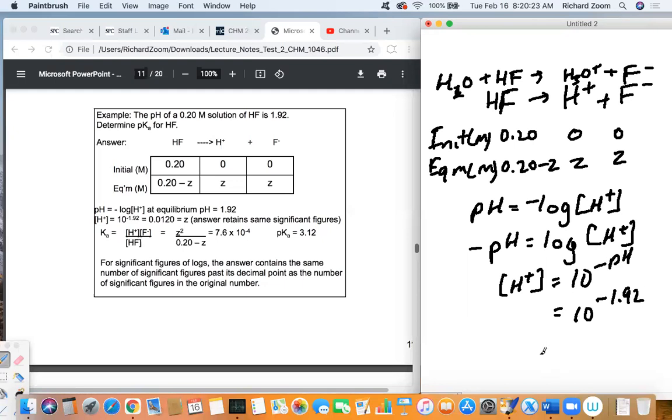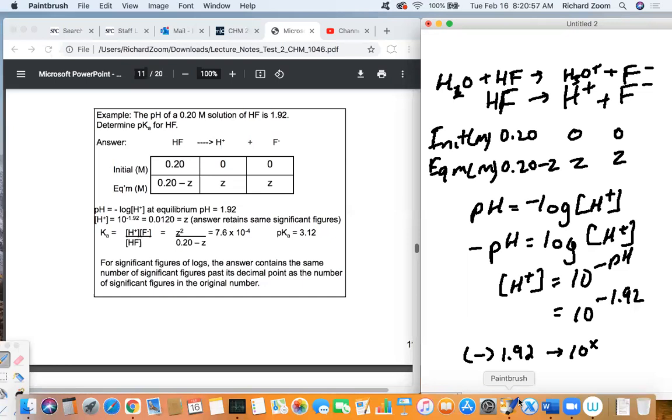So in your calculator, what you would actually put is minus 1.92, and then it depends on your calculator, but you'll hit the 10 to the x button. So what I'd like you to do is try that on your calculator. Obviously, if it's a graphing calculator, you could do 10 caret negative 1.92, or you can do inverse log and then negative 1.92 and hit equals.